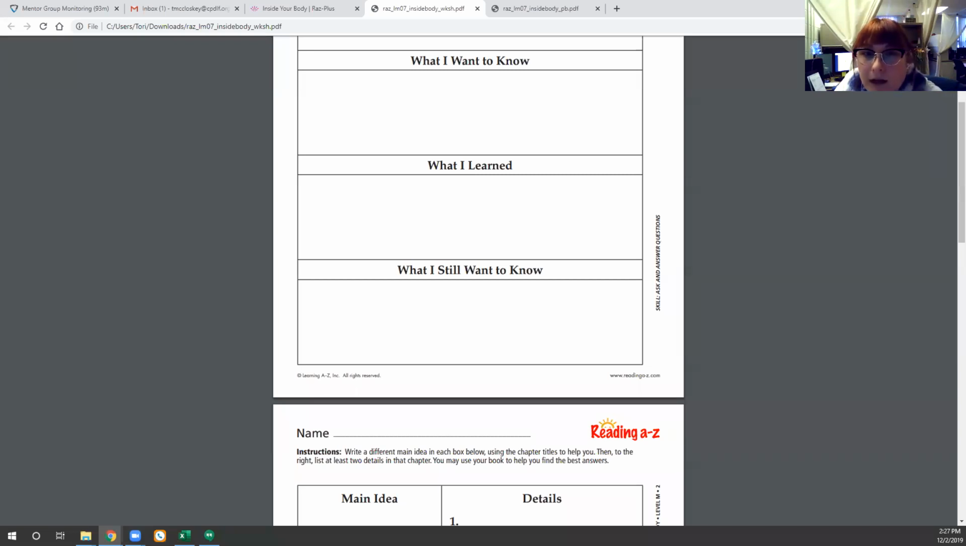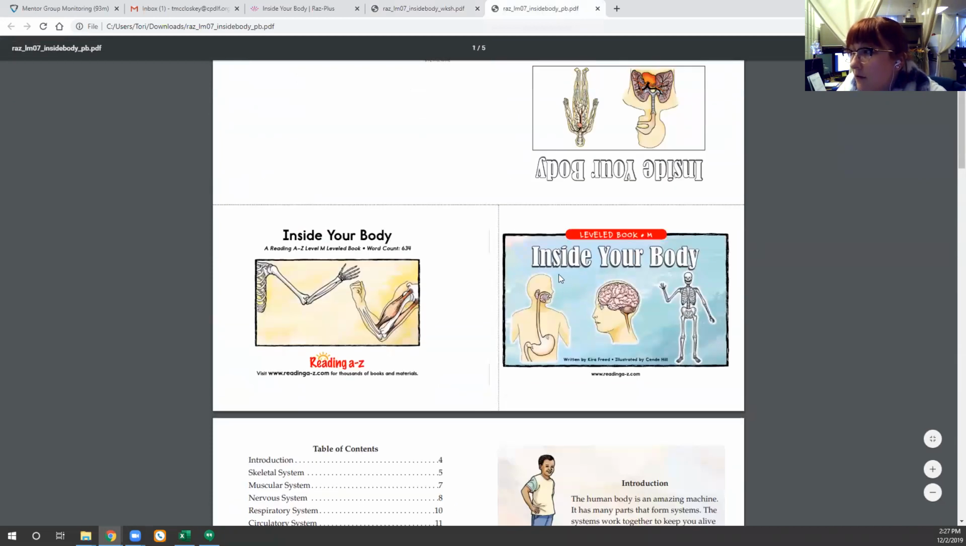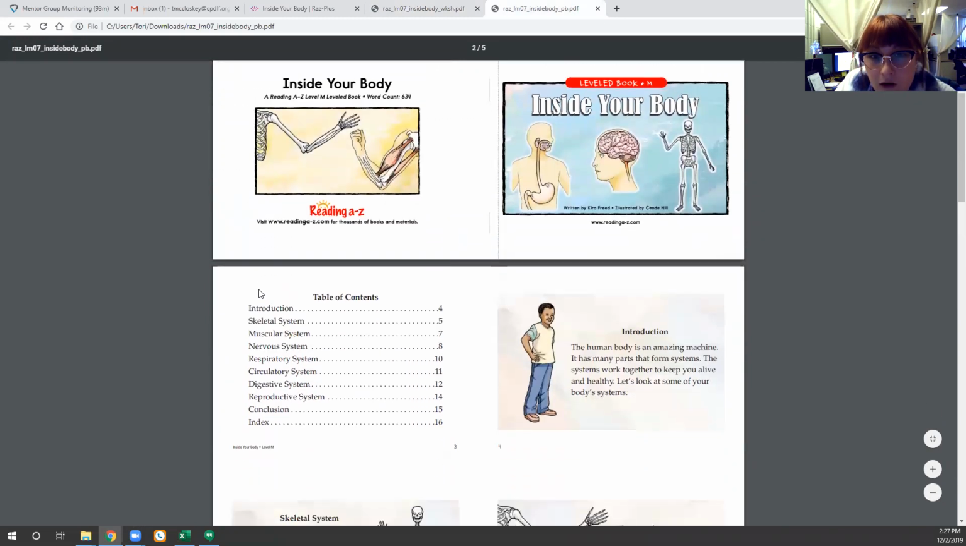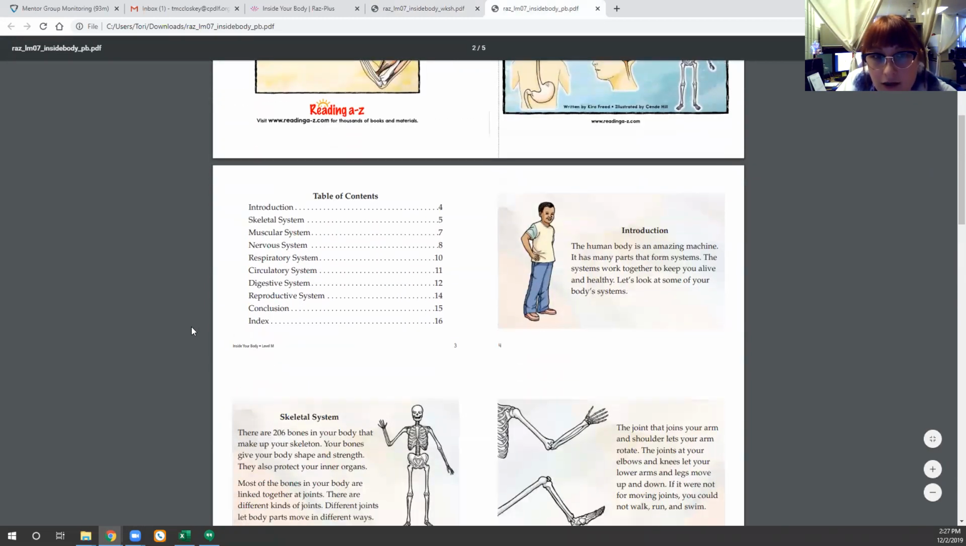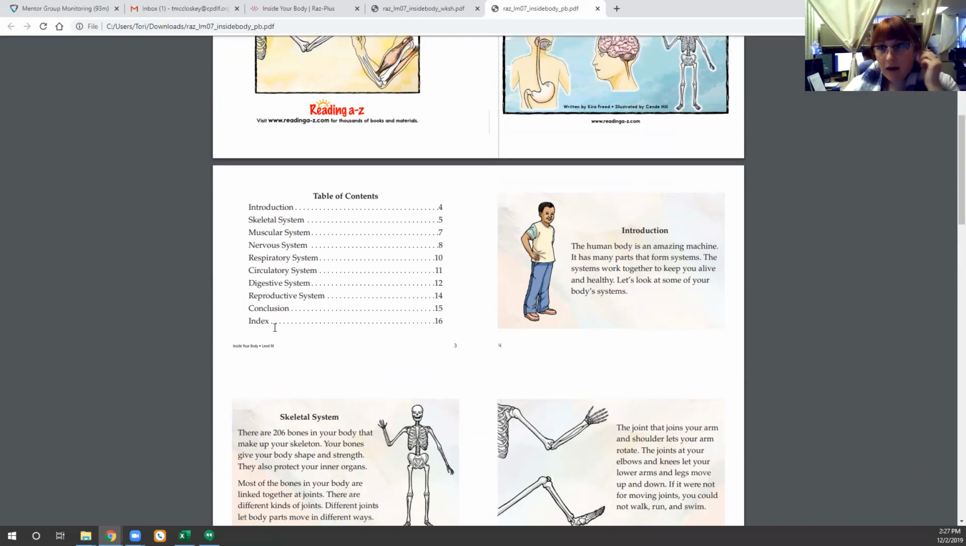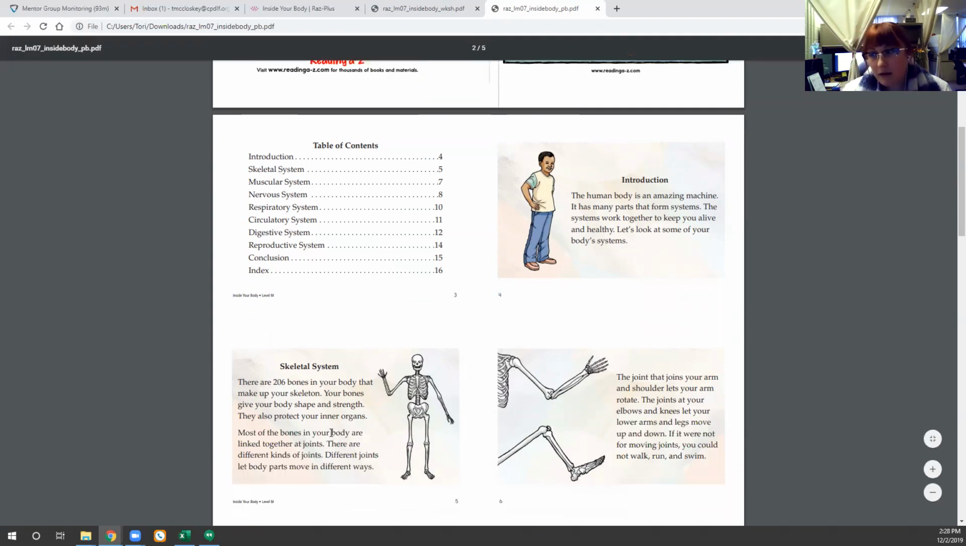So, many books are about one thing, and it's easy to tell what that book is about because the main idea is usually the title of the book. So the main idea here is inside your body. And let's look at the table of contents again. Each section in this informational book contains a main idea and details about the main idea. So the big topic is inside the body, and the kind of smaller topic is the skeletal system, the muscular system, and so on. And then we have details about each of those systems on the rest of the pages. So think about that and how important this breakdown is.